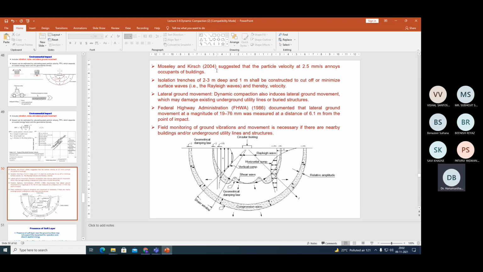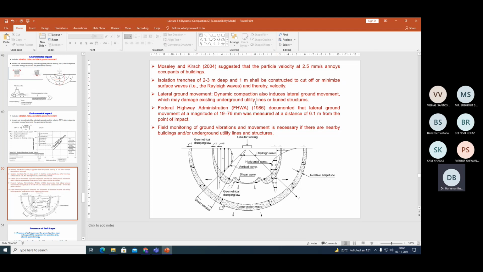So these are some guidelines. Mosley and Kidd suggested that a particle velocity of 2.5 millimeter per second annoys occupants of the building, and isolation trenches of 2 to 3 meter deep and 1 meter wide shall be constructed to cut off or minimize the surface waves. Suppose you want to cut off the propagation of these waves, then it is better to make trenches of 2 to 3 meter deep and 1 meter wide.